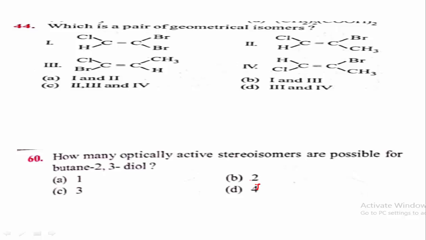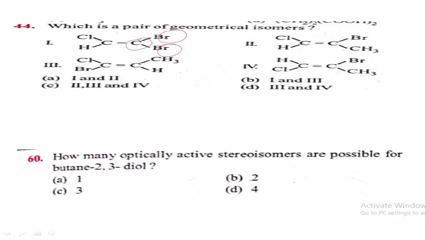Here, this carbon atom. Okay students, when you observe the first structure, this carbon atom contains two similar groups, Br. In this type of compound, geometrical isomerism is not possible. Is it right? Yes.